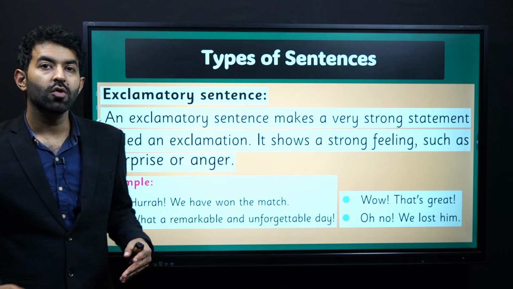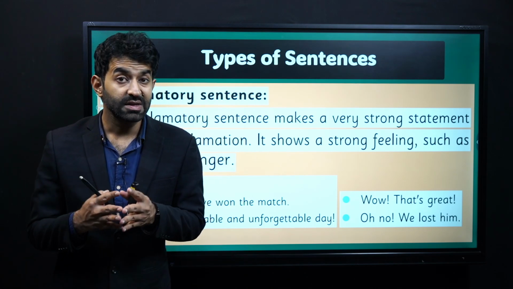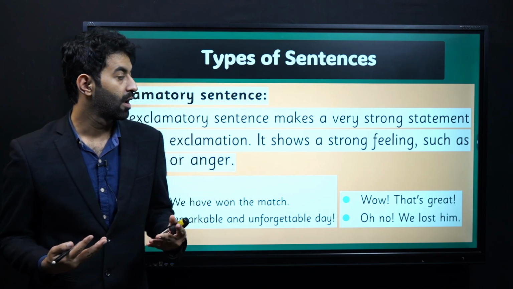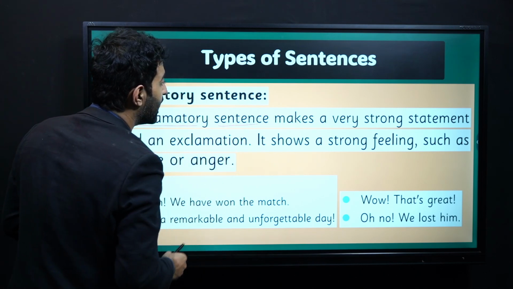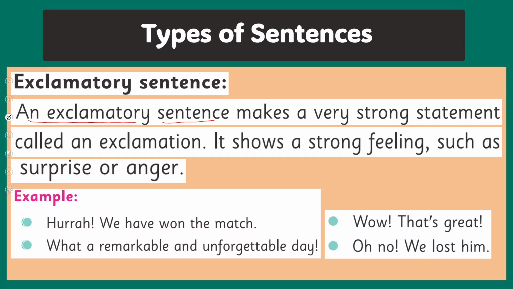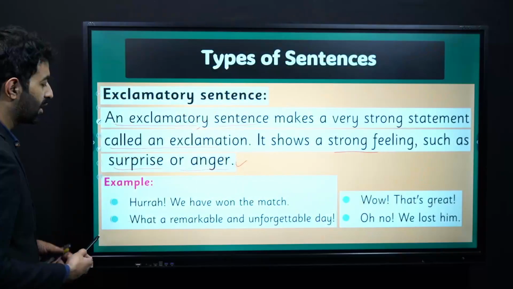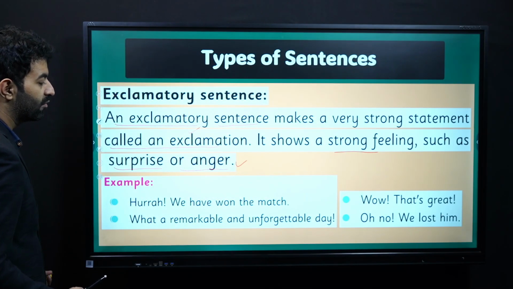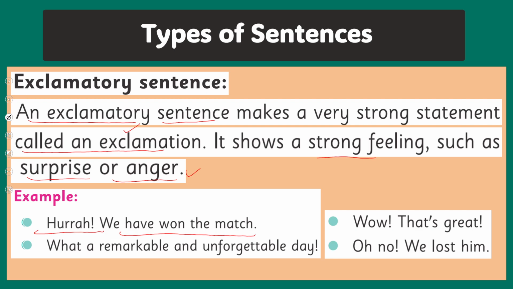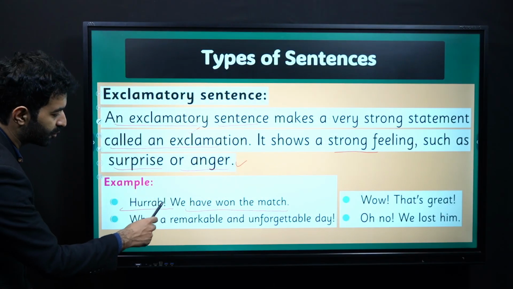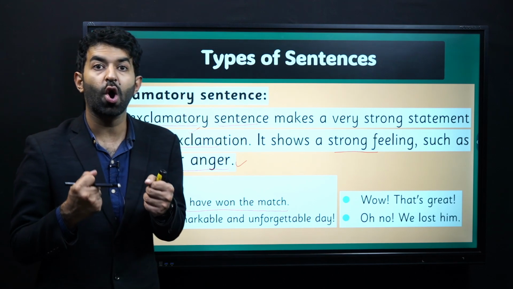Now, let's talk about exclamatory sentences. Statements that are ending with exclamation. For example, an exclamatory sentence makes a very strong statement, and they are called exclamation. It shows a strong feeling, such as when you are surprised, or when you are angry, when you are shocked or excited. For example, hooray, we have won the match. So, hooray, we have won the match. This is actually an exclamatory sentence because you say it with strong feeling.